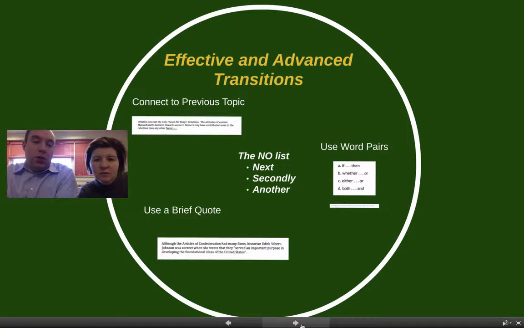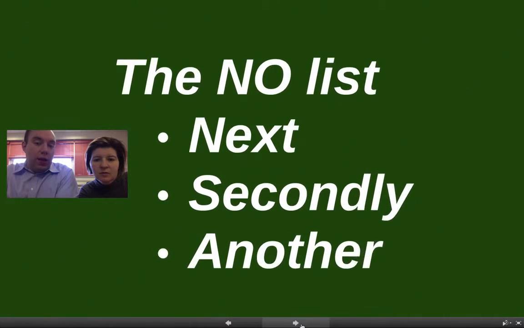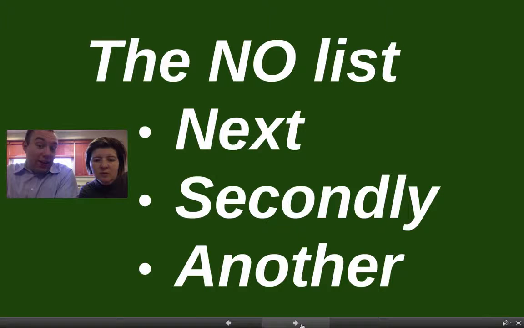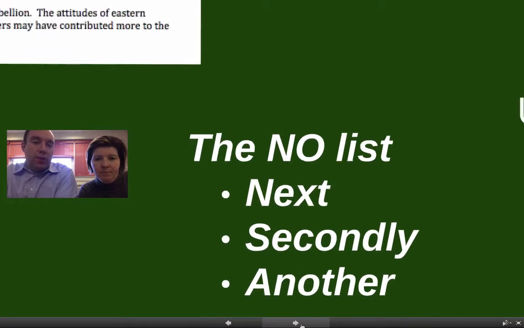Okay, so the first thing that you need to be thinking about if you want to get exceeds is your transitions. So let's show you how to go from the boring transitions, like next, secondly, another. We don't want to see these types of basic transitions in an exceeding paper. These are transitions that are used by people who are just starting out in their writing or just beginning to use transitions. They're really elementary words. We don't want to see these in an exceeds paper. These wouldn't be examples of exceeds. Exceeds would have to go to the next level. So let's show you what that looks like.